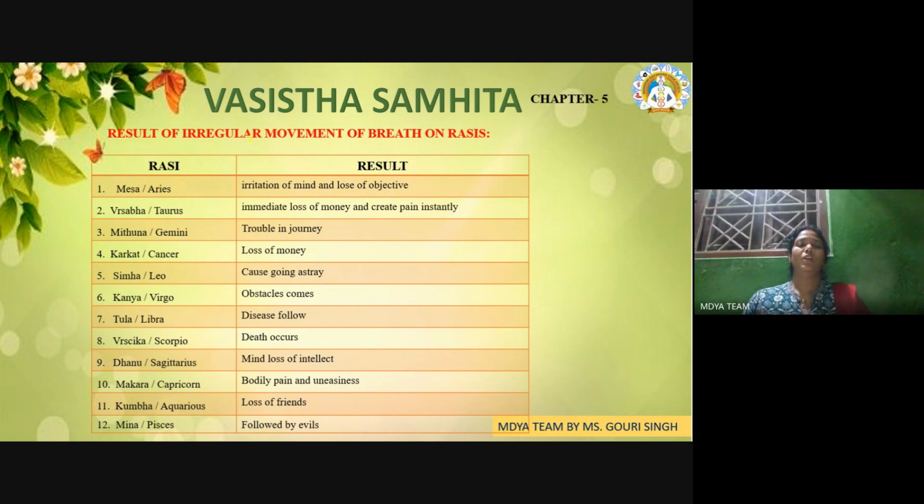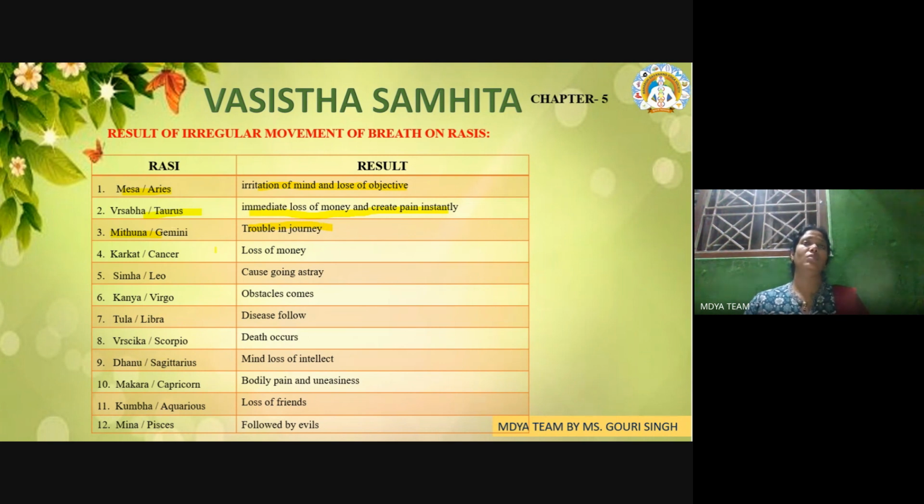The results of the irregular movement of the breath on the rasis are also discussed here. In Mesha rasi, if the breath is irregular, then there is irritation of mind and loss of objective. In Vrishabha, there will be immediate loss of money and it creates pain instantly. The third is Mithuna, that is trouble in journey, if your movement of breath is irregular.